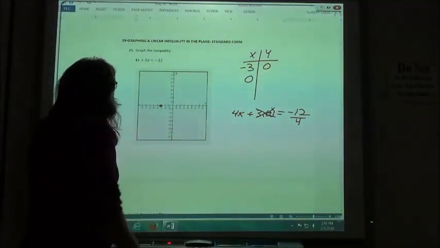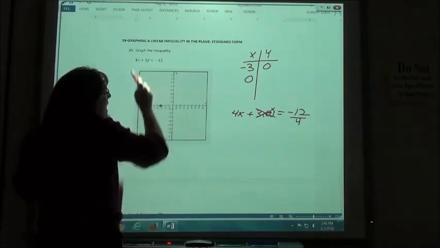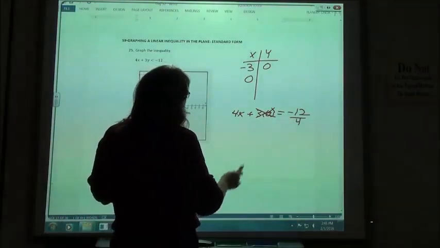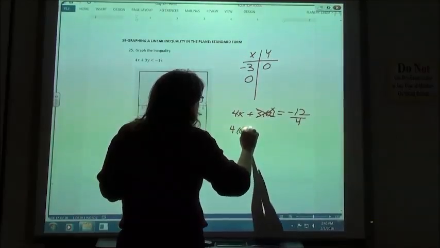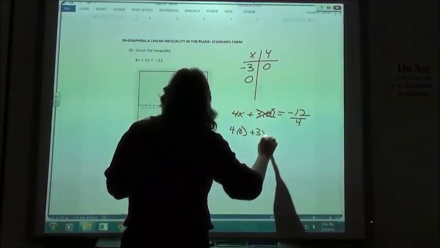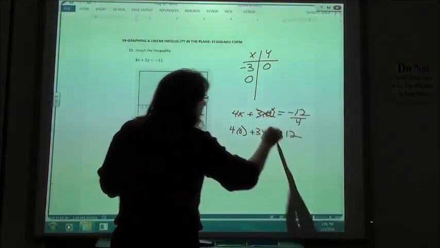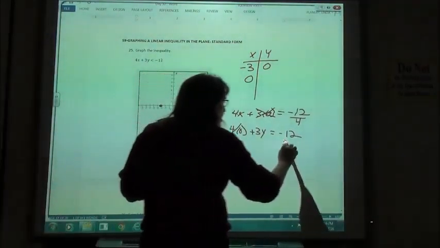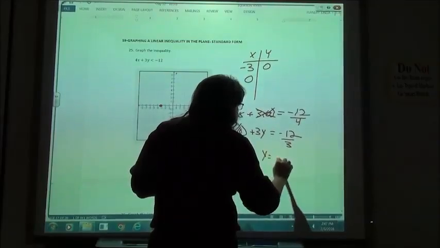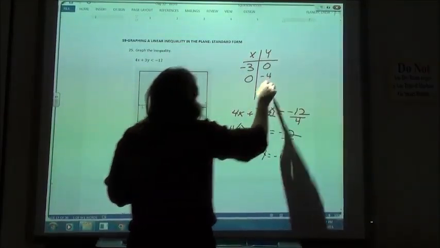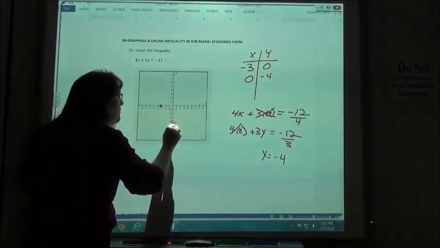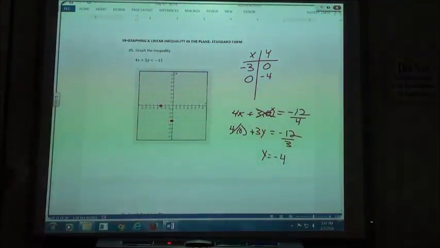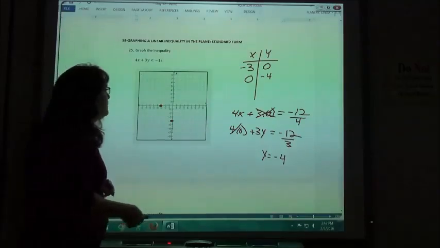Now my y-intercept, putting 0 in for the x. So 4 times 0 plus 3 times y equals negative 12. Again, pretending that's an equals. So this is 0. I'm going to divide by 3. y equals negative 4. And so my y-intercept is at negative 4. Now this should all look really familiar to you because we did this in the chapter we did graphing.